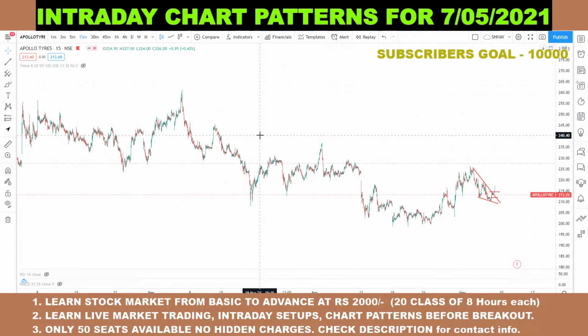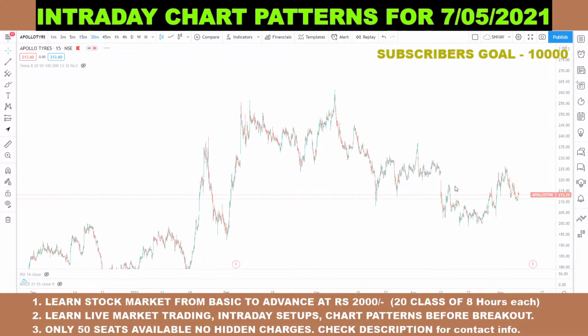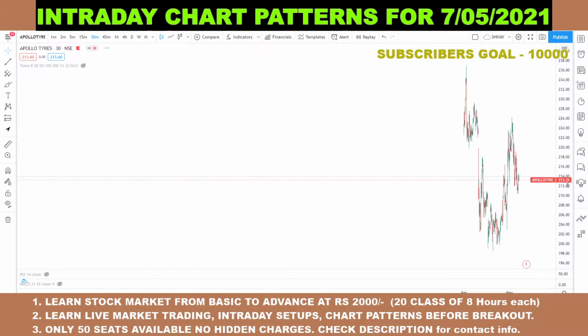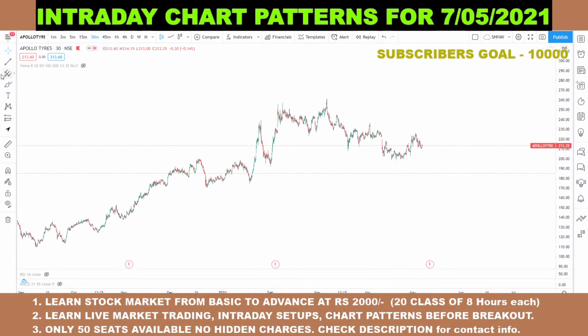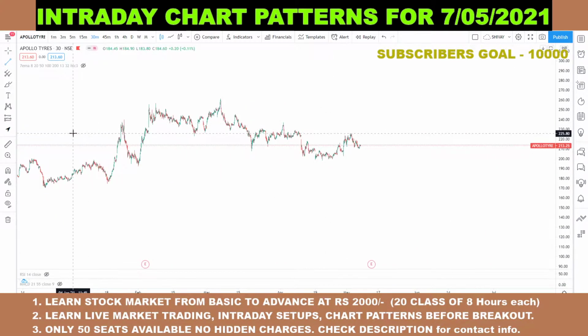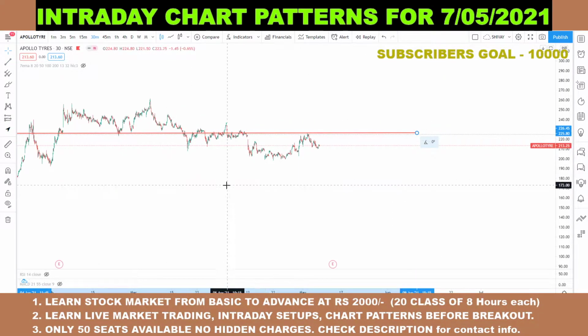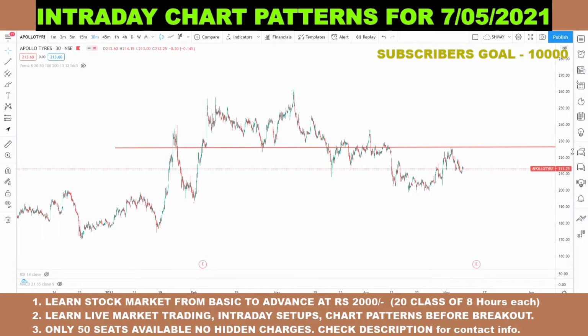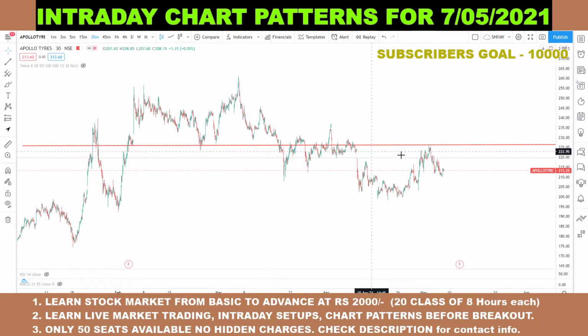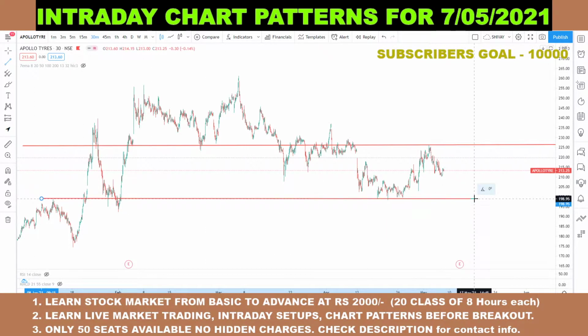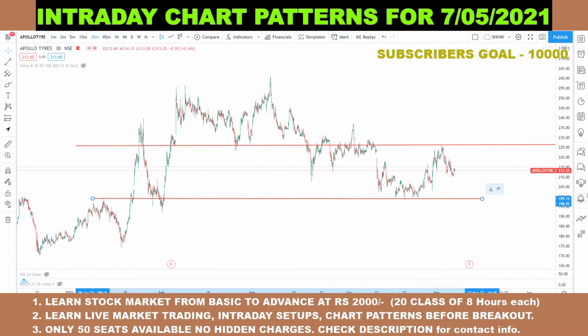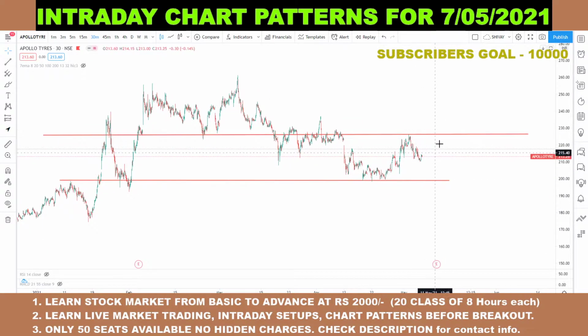But one more thing, if you do a drawing in 30-minute time frame, then you will find out that this level is acting as a resistance for this stock. Okay, this horizontal line is acting as a resistance. Okay, this level is acting as a support for this stock. Okay, and the stock is stuck between this region.